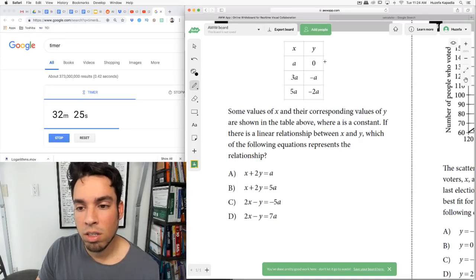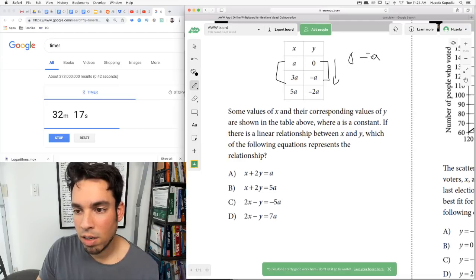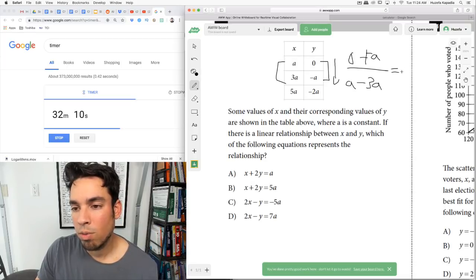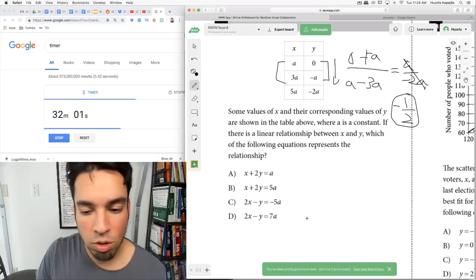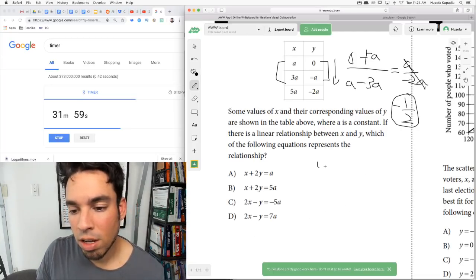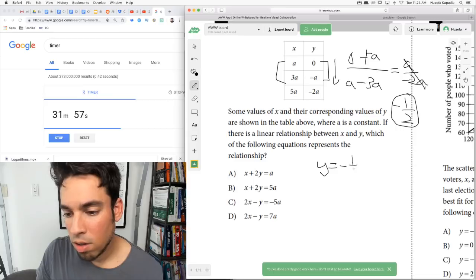That's okay. Let's calculate the slope. So we're going to take y1 minus y2 over x1 minus x2. So just subtract down: 0 minus a, which is negative a, which is the y's, over a minus 3a, which is the x's. This is positive. So now we have negative a over negative 2a, which reduces to negative 1/2. Boom. So that's my slope. Of course, it's not in slope-intercept form because they're making it hard on us, but that's okay. And then y equals negative 1/2 x.